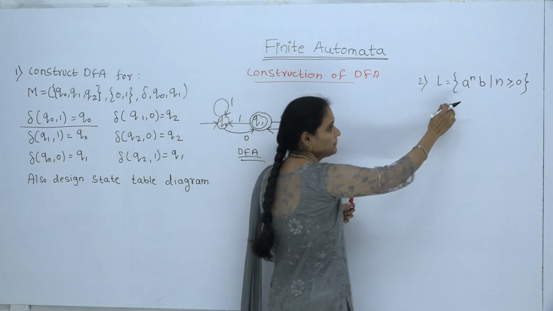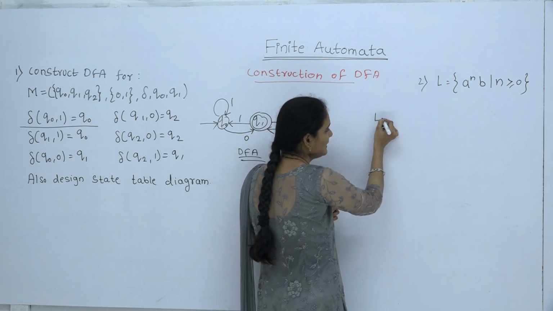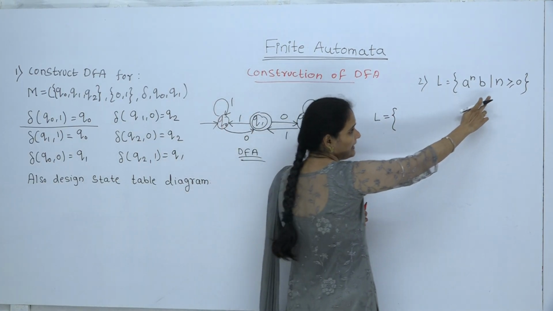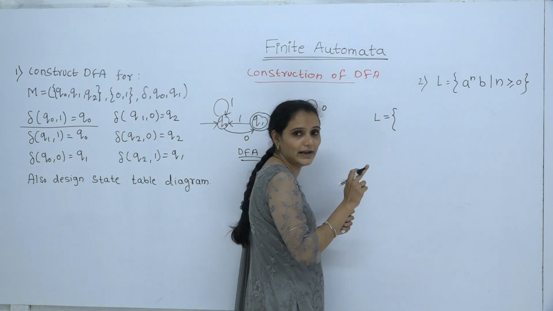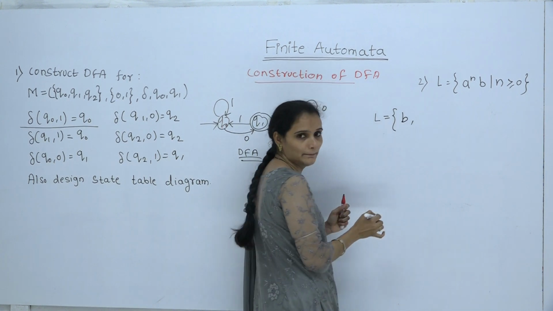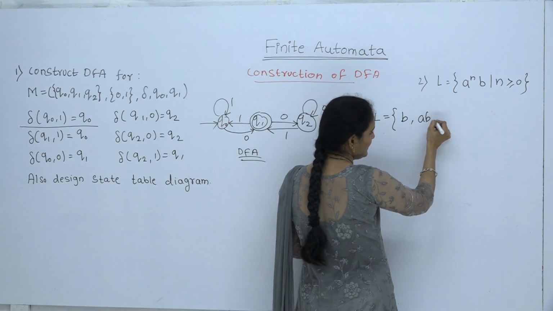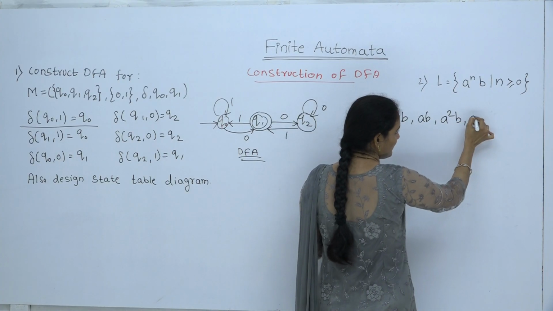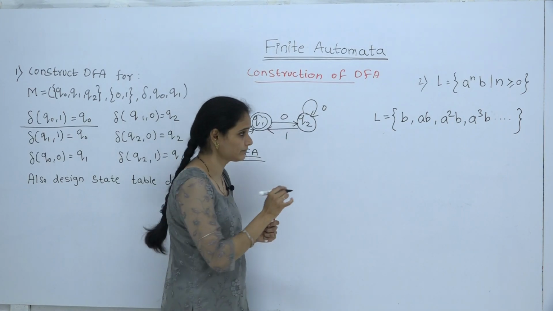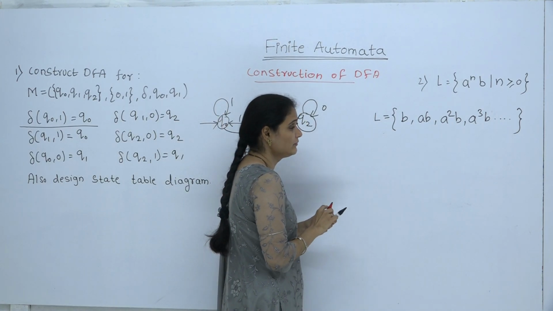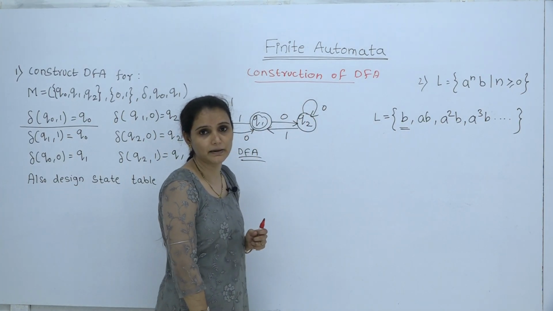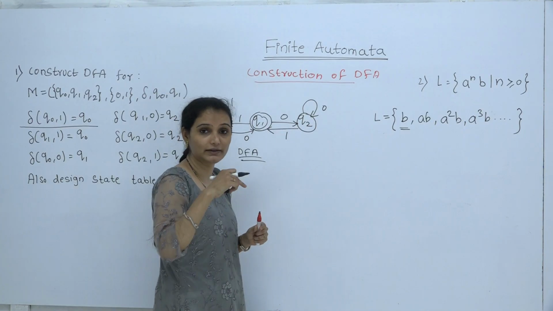Okay, so here first it is necessary to write which kind of strings that particular language accepts. See here, n is greater than or equal to 0. When the value of n is 0, at that time it can accept only b. Then ab, then a square b, a cube b, likewise all these strings it will accept. Now students, here first see the minimum length string. What is the minimum length string here? b. What is its length?